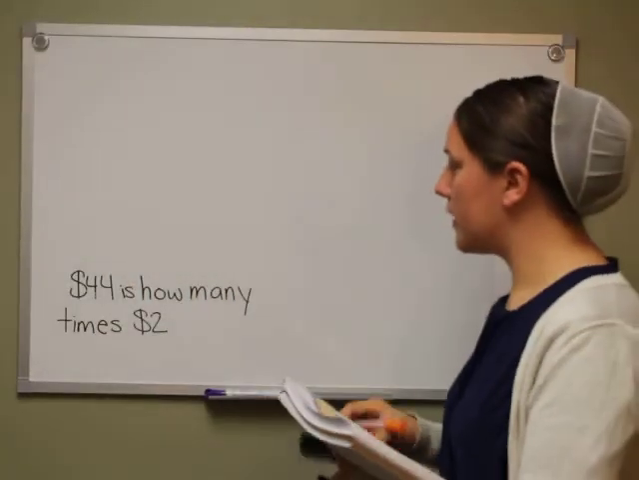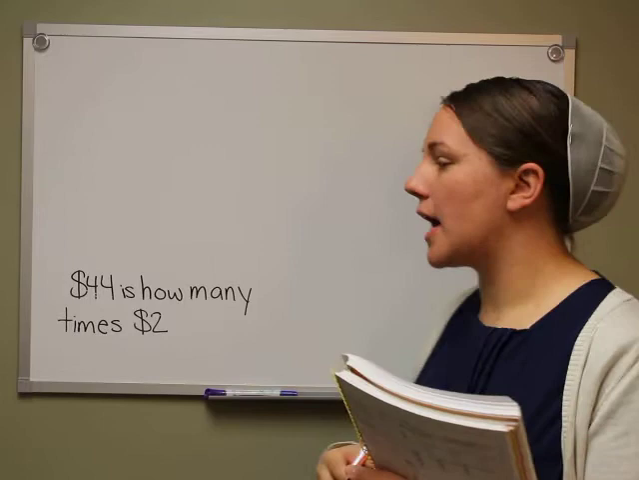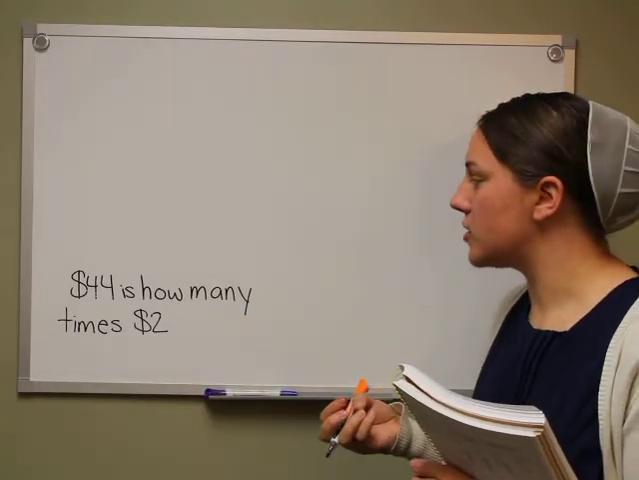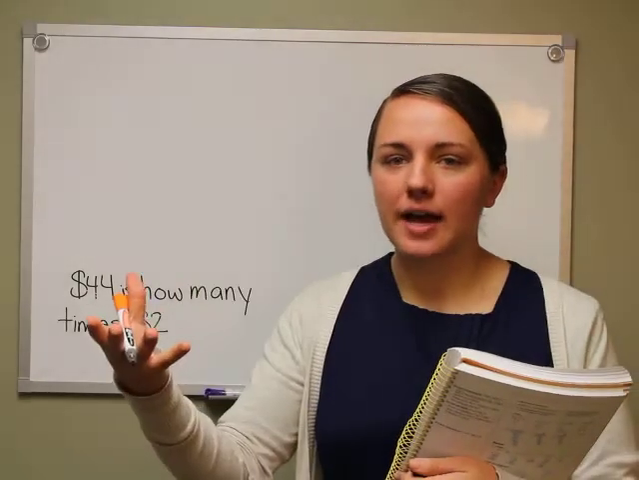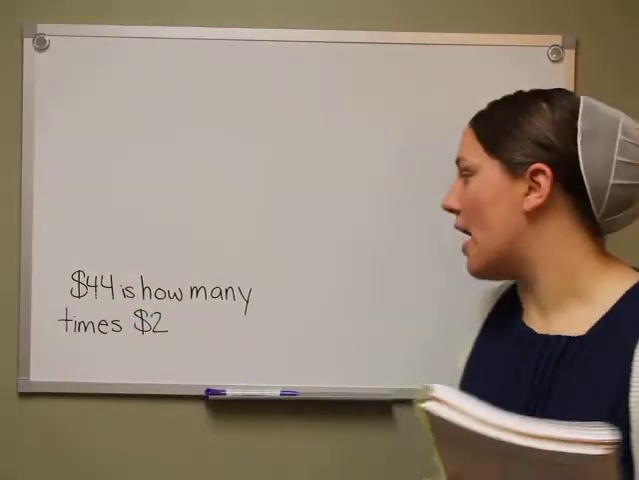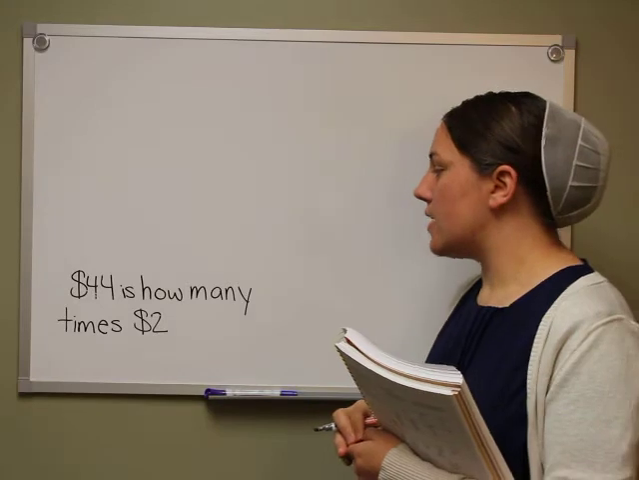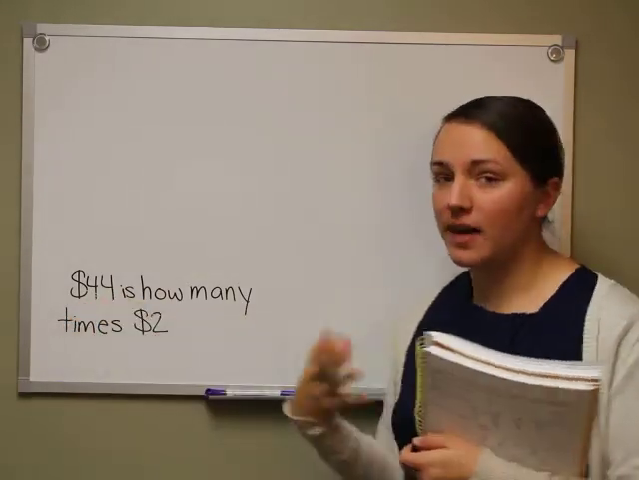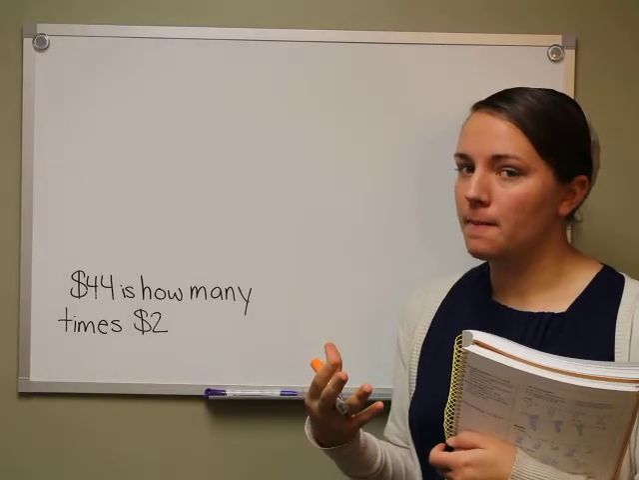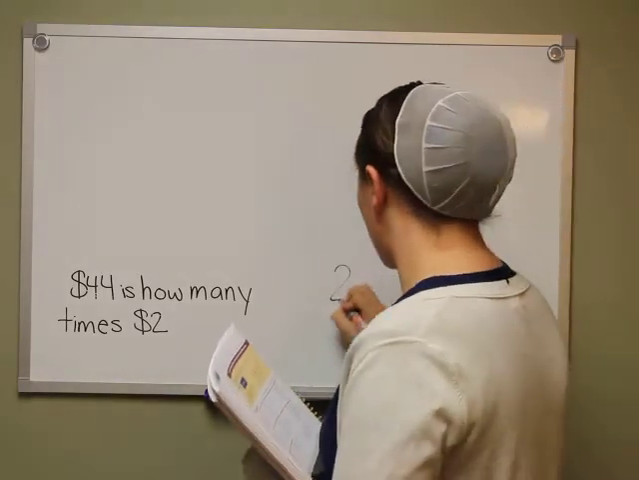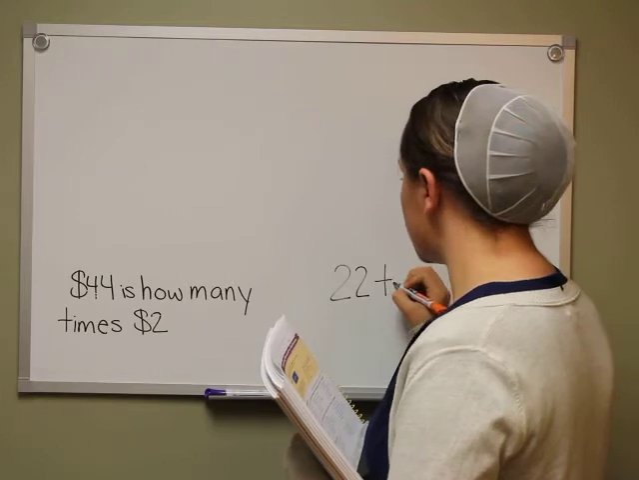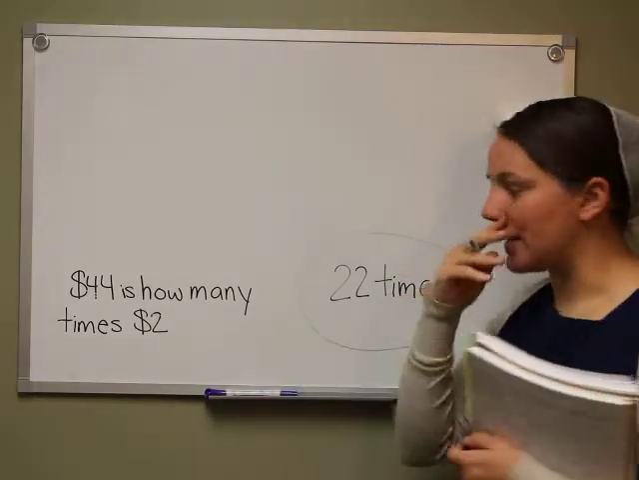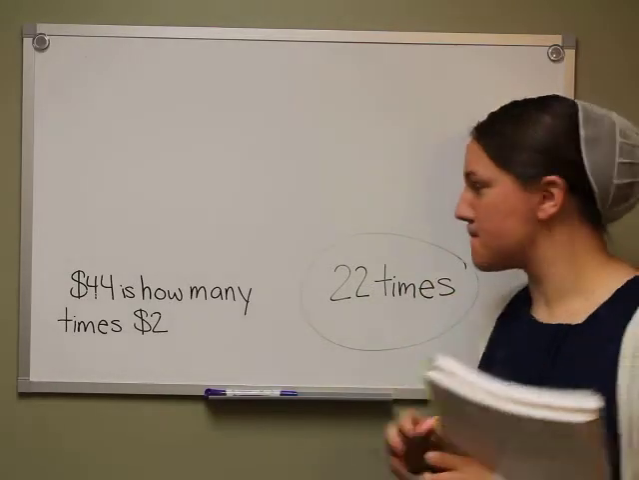Okay, let's go over one more thing here. $44 is how many times $2? How do we find out how many times something is than something else? Now to do this, we're going to take our larger unit and divide it by our smaller one. 44 divided by 2 is what? 22. So $44 is 22 times as large as $2, okay?